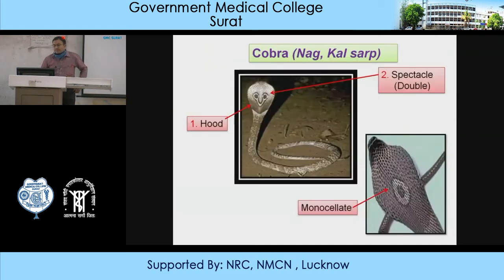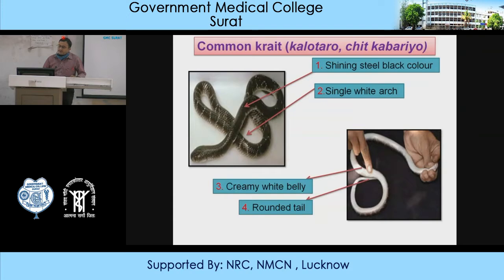Now, the commonest snake, the cobra. Most of you have seen the cobra, also known as Nag, Kala Sap, Naja. It has a hood. There is a spectacle mark on the back of the hood, double or sometimes single. It is also known as monocellate or binocellate. The fourth one is the common krait, also known as Kadotro, Chitkabaryo. These are the local names. It has a shining steel black or steel blue color, single white arches, a creamy white belly and a rounded tail. The single white arches in the upper part are not distinct, but in the rest of the body they are distinct. Can you see in the photograph?